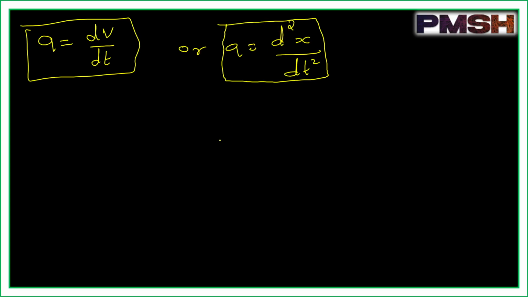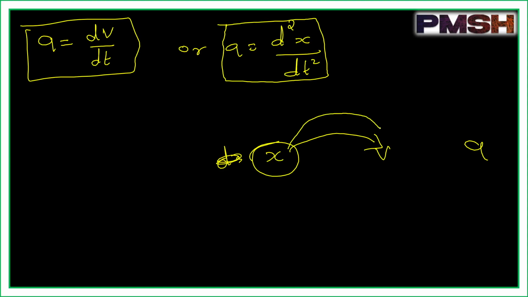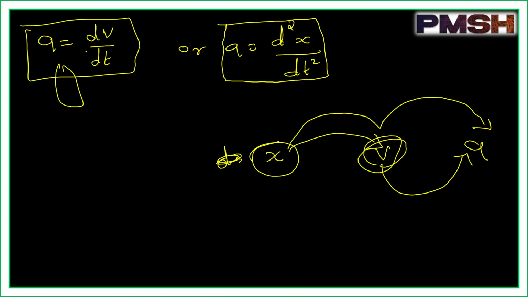I hope the thing is clear. Here is displacement, here is velocity, here is acceleration. You derivate displacement once, you will get velocity, and you derivate it again, then you will get acceleration. That is what this equation, d square x by dt square, means. You are derivating the displacement two times. Or if you directly have the velocity, you derivate the velocity once, you will get acceleration. That is what this equation tells you: A is equal to dv by dt.